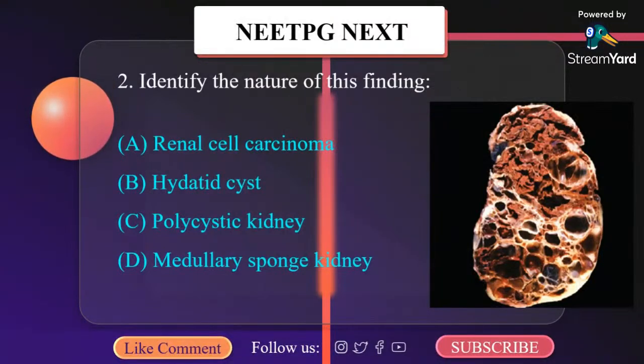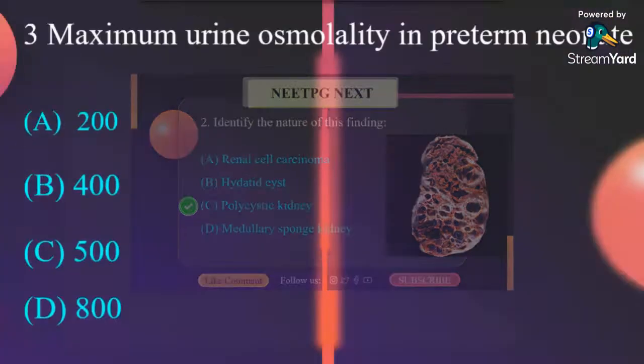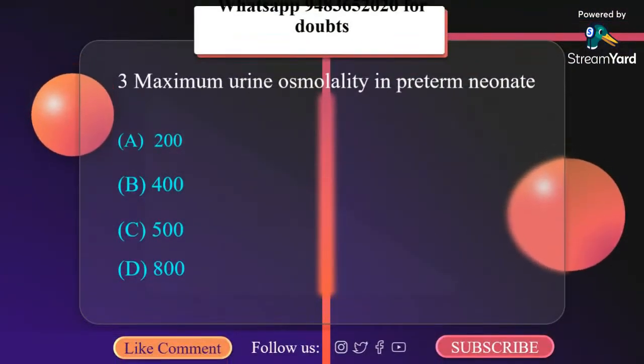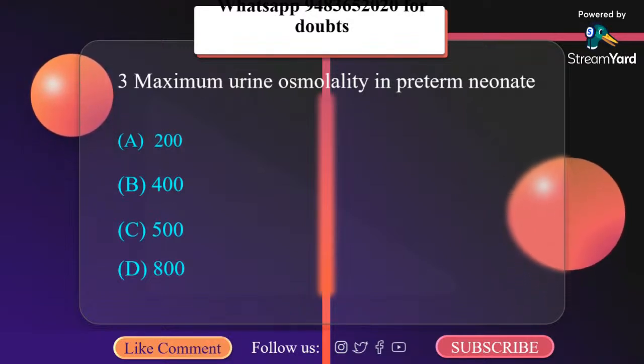Identify the nature of this finding: A. Renal cell carcinoma, B. Hydatid cyst, C. Polycystic kidney, D. Medullary sponge kidney. It is polycystic kidney. Maximum urine osmolality in a preterm neonate is A. 200, B. 400, C. 500, D. 800. It is C, 500.